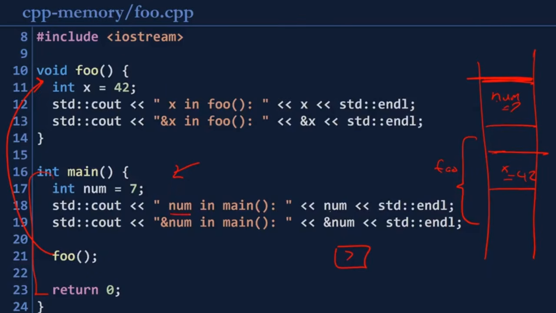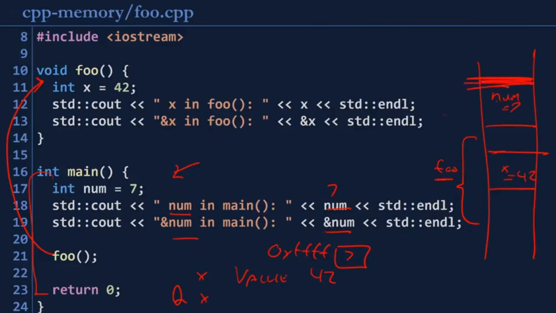So what we expect from the console is we expect the first output to say that num is equal to 7. We expect the address of num to be a large value. The third thing we expect to see is that X is going to have the value of 42. And the last thing we expect to see is the address of X is going to be a large number, just like the memory address of num, except it's going to be slightly smaller, slightly closer to 0, because we see that foo is below where main was running.